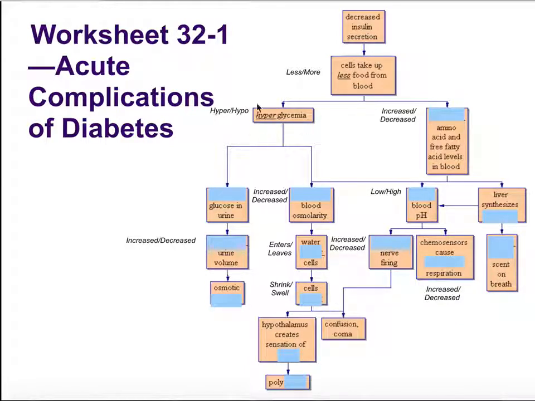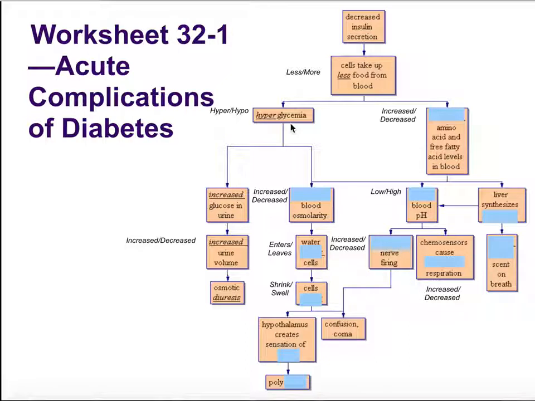If you have hyperglycemia, is that going to increase or decrease your glucose in the urine? If you have a lot of glucose in the blood, we know it eventually shows up in your urine. So you have increased glucose in the urine, which means you're going to increase urine volume because water follows solutes, and that leads to osmotic diuresis, so increased urination.